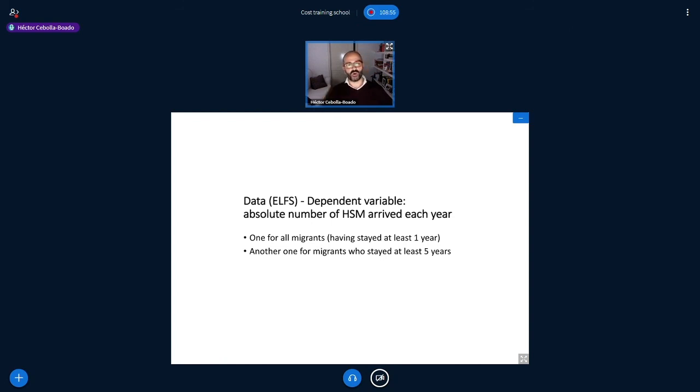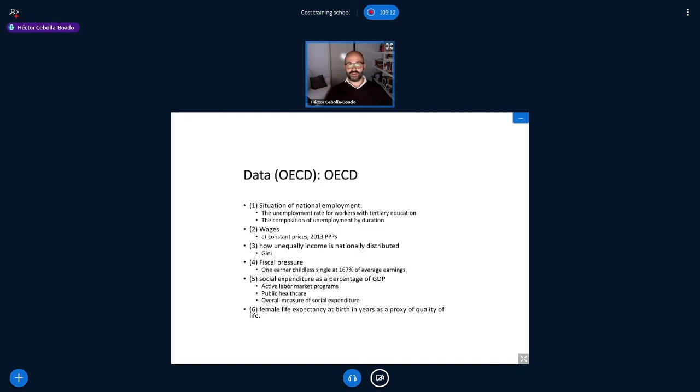This is the idea. To explore whether this is the case, we use data from the European Labour Force Survey, and we managed to construct a dependent variable that is the number of highly skilled migrants that arrived in each European country every year. We got different contextual variables from the OECD. And what we did was estimate fixed effects that neutralized country differences, so we only look at differences in the contextual predictors within each country, okay?